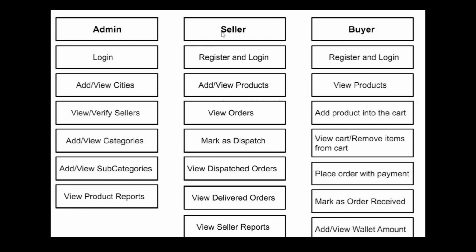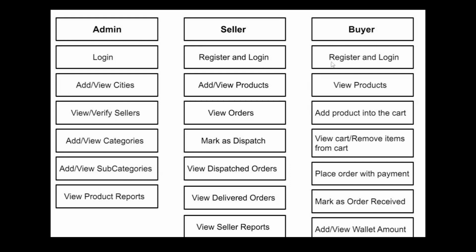Let's see. Seller is a person who sells the products here by registering and logging in. They have to give their name, email, phone number, and other details. After successful registration, these profiles will be verified by the admin. Only after being verified by the admin can sellers log in, otherwise they cannot have any access to their accounts. They can log in after verification. After logging into their accounts, sellers will add the products based on the categories and subcategories which were added by the admin.